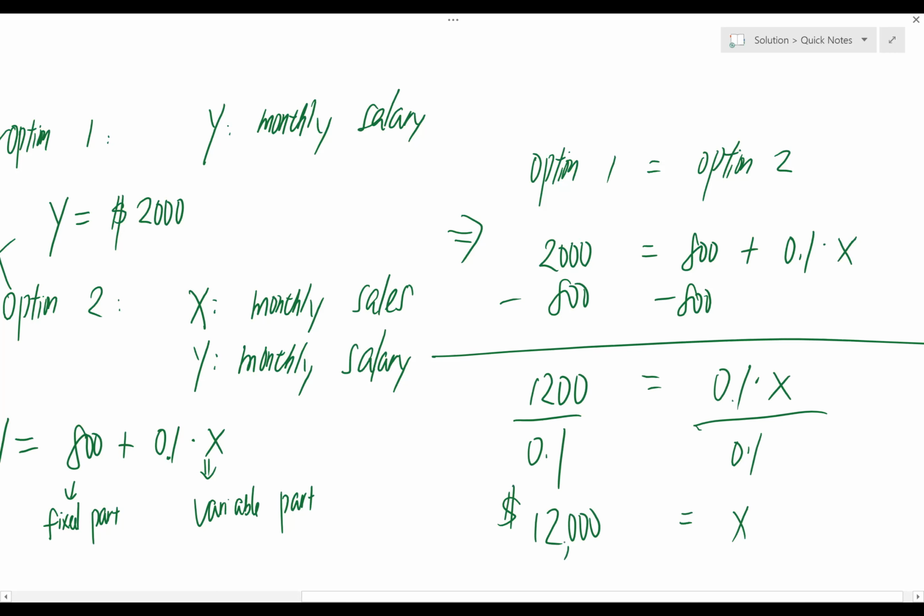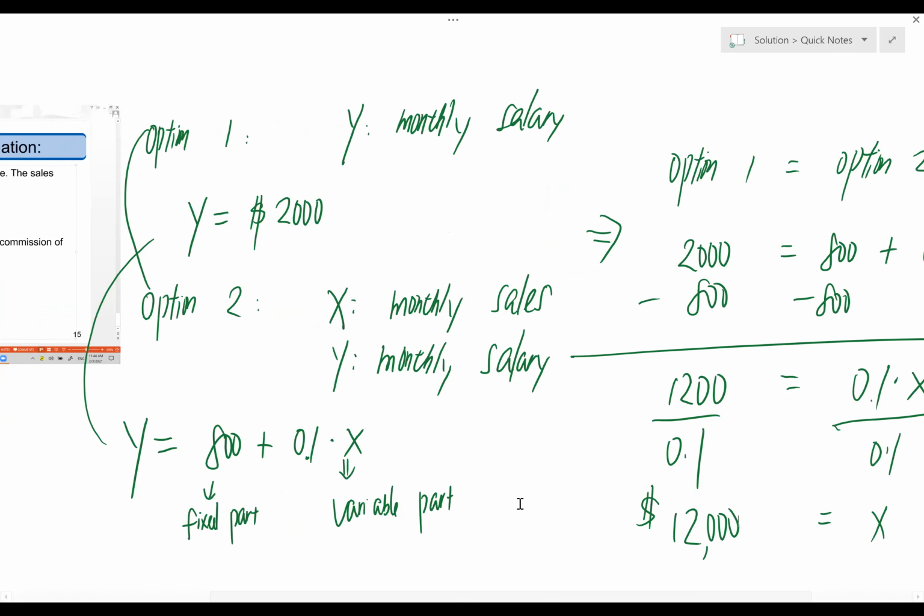That means in order to have the same monthly salary from both options, under option number 2, the monthly sales must be equal to $12,000. Then you have to assess whether this antique is expensive or not so expensive. Some of the antiques could be worth $100,000, right? So even if you sell just one item, maybe you'll be above $12,000. Then you end up with a higher monthly salary.